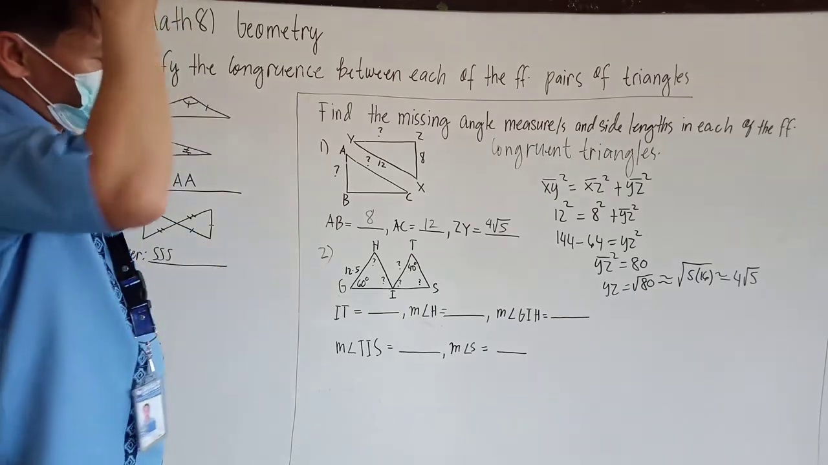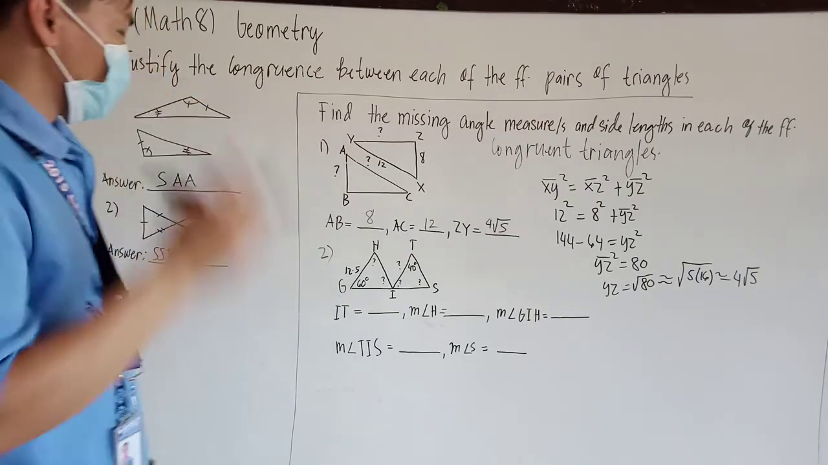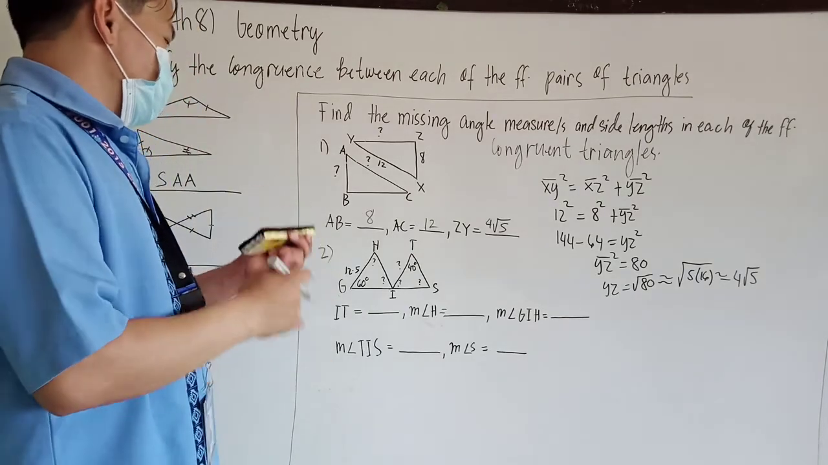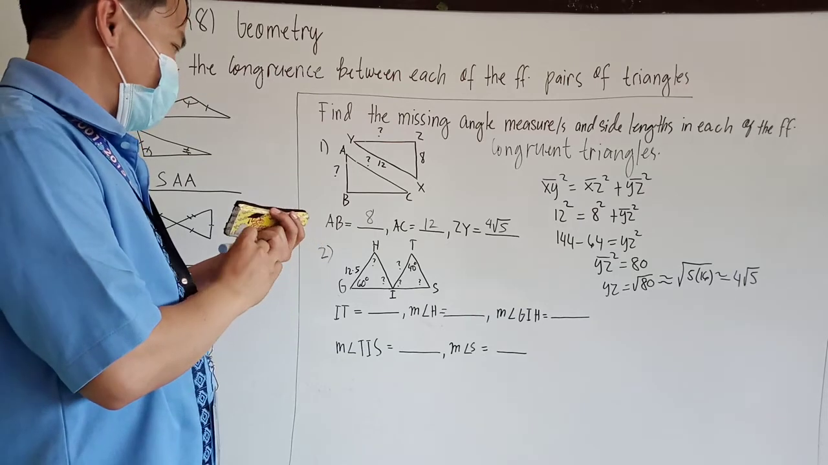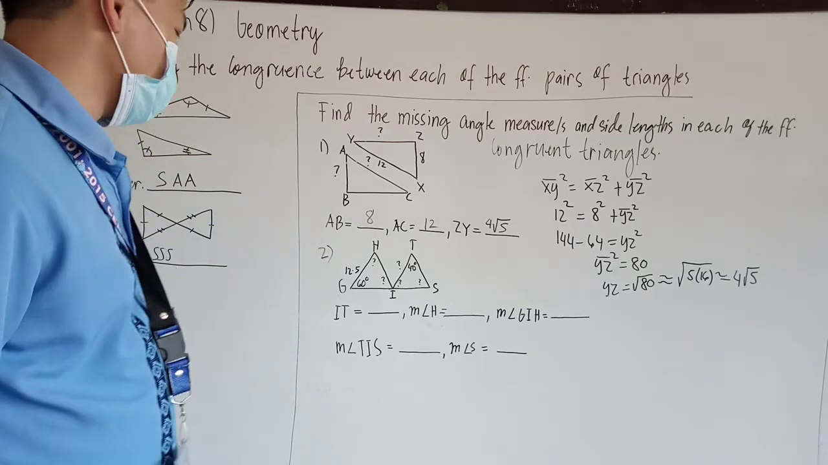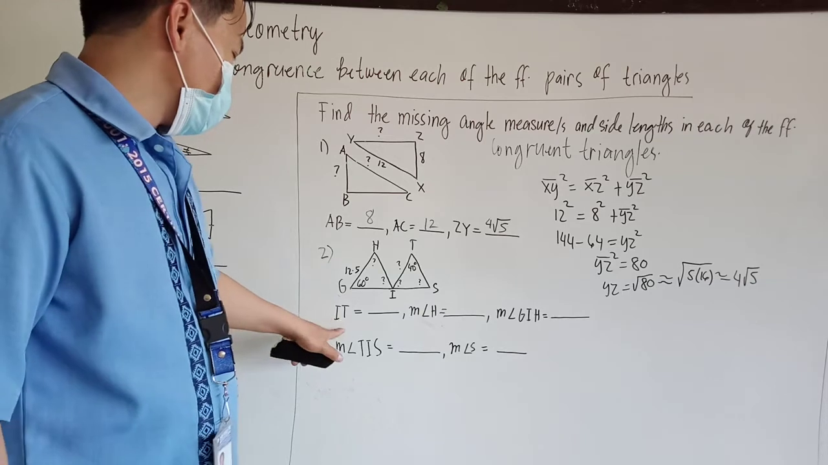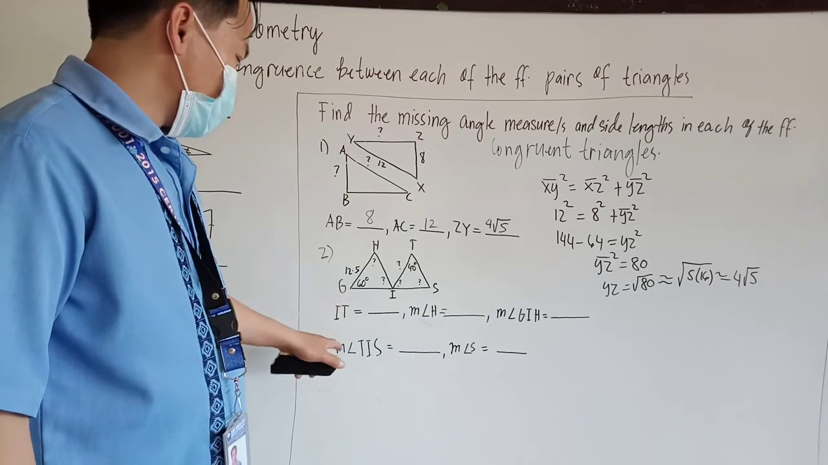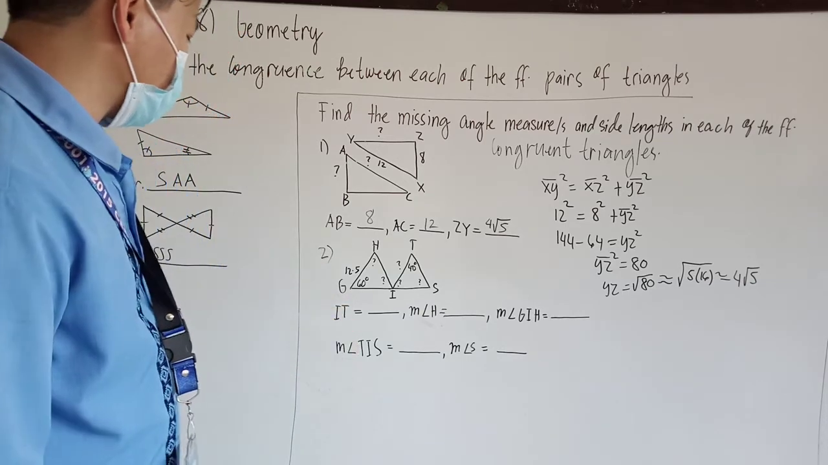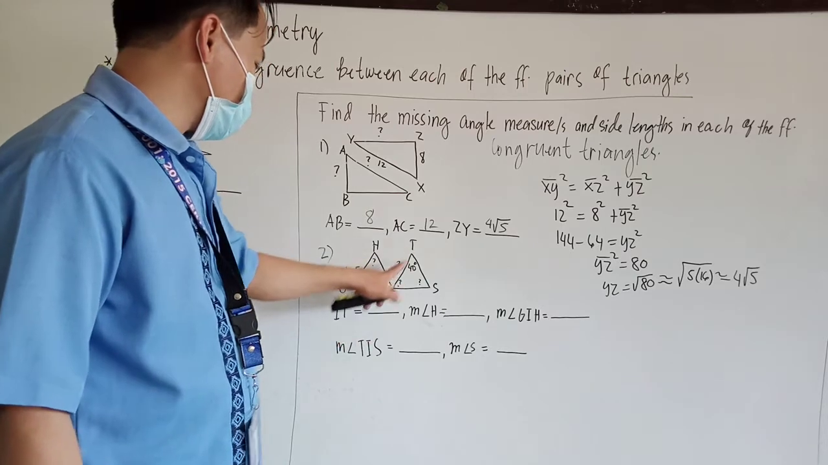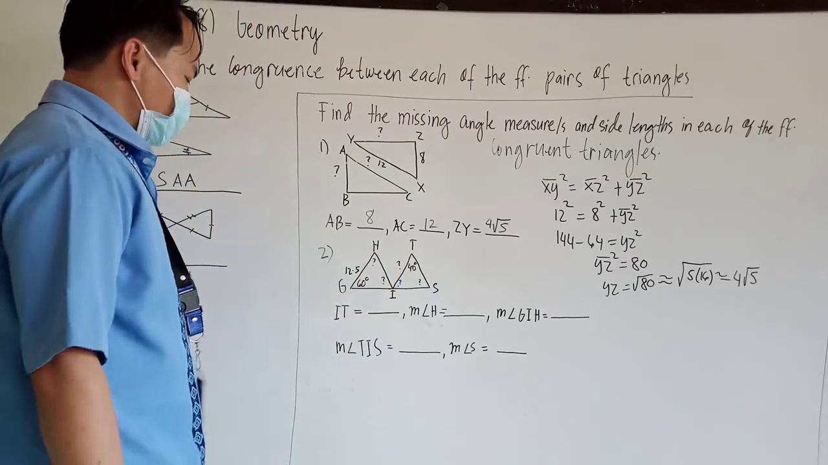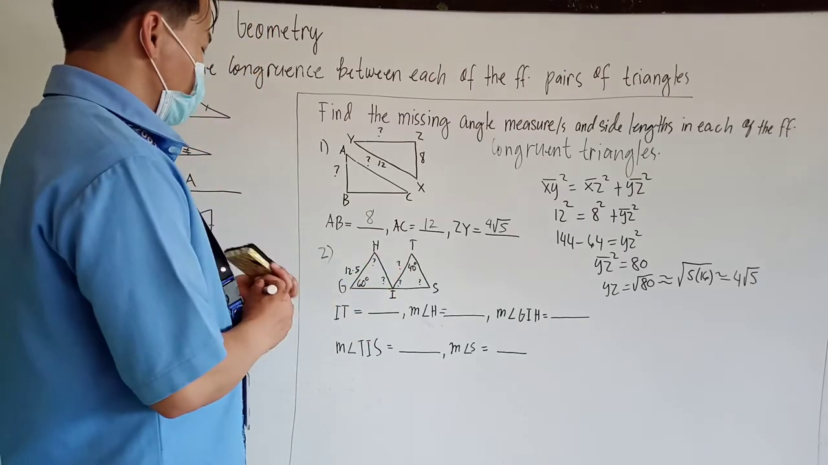Let us now proceed to number 2. We have two congruent triangles, triangle DHI and triangle ITS. We have here IT, which is what you're going to find out, the side IT. But first, let us figure out the measurement of each angle.